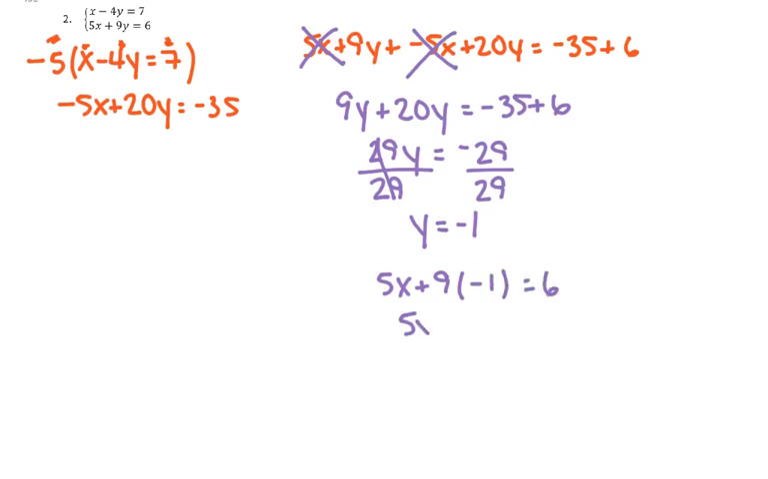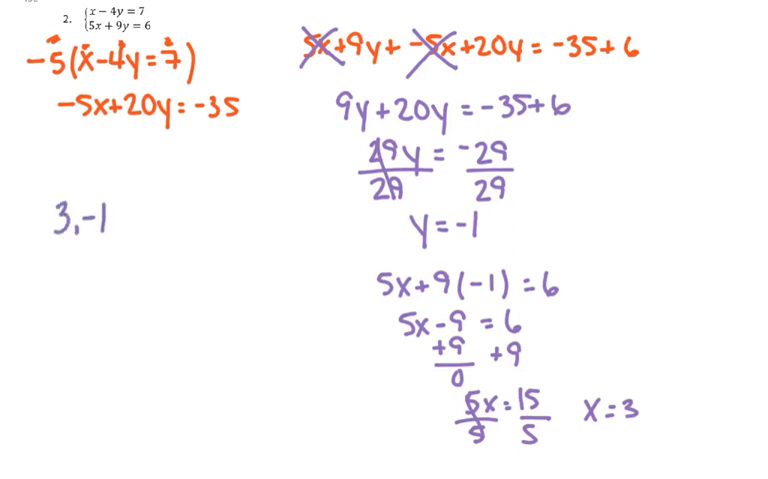So now I have 5x minus 9 equals 6. And to that, I'm going to add 9 to both sides. So I've got 5x equals 15. And now I'm going to divide both sides of my equation by 5 to get x all by itself. And so I just determined that x equals 3. So the solution to this system of linear equations is (3, -1).